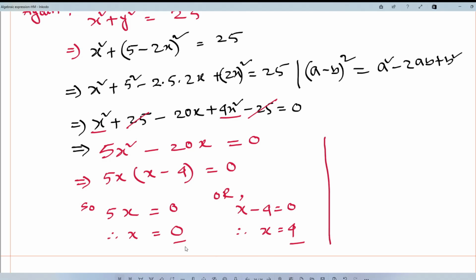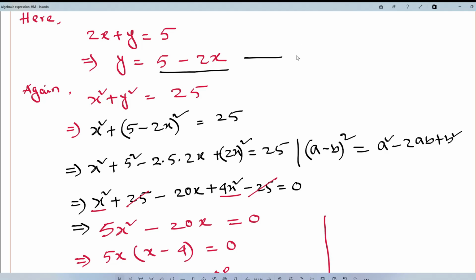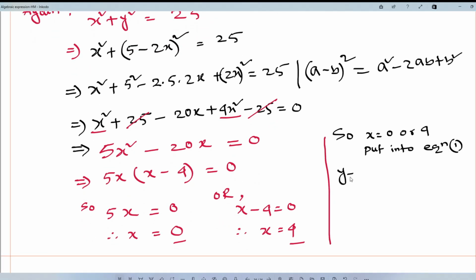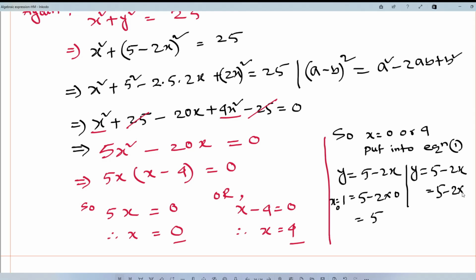Now we put this value into, we mentioned this one earlier as equation 1. So x equals 0 or 4, put into equation 1. So what can we get? y equal 5 minus 2x. So 5 minus 2 into 0, it means 5. Okay, again y equal 5 minus 2x. When x equal 4, 5 minus 2 into 4, so 5 minus 8 equals minus 3. That time x was 4.